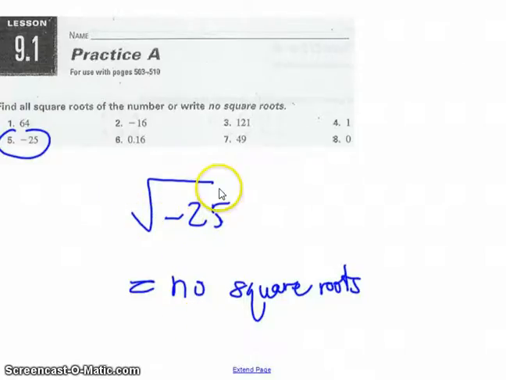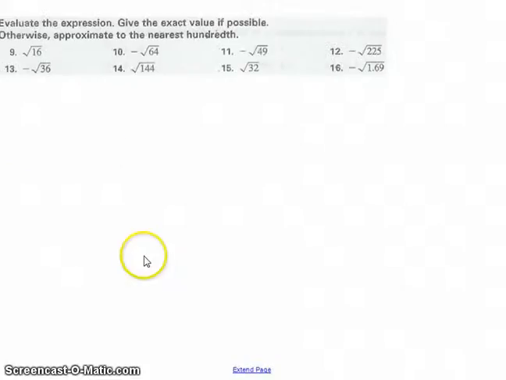You can't multiply 2 matching numbers to make any negative number. So any negative, whether it's question 2 here, square root of negative 16, or if you've been given the square root of negative 100, it doesn't matter. The answer is going to be no square roots. Okay, let's move on to the next slide.